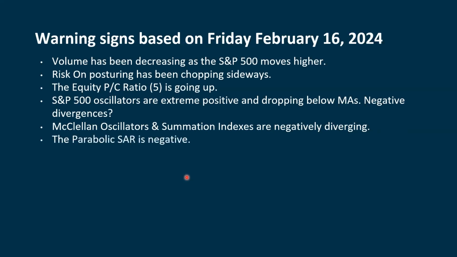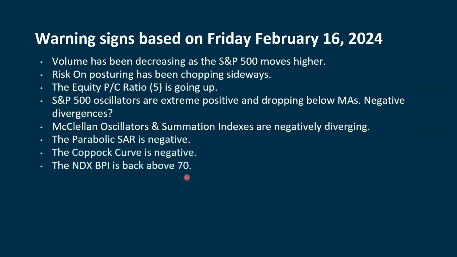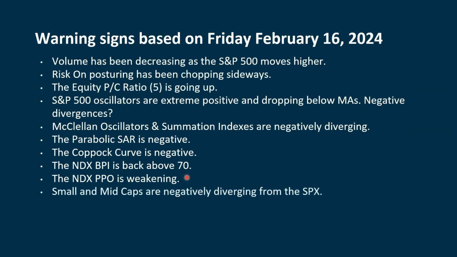The parabolic SAR is negative. The Copic curve is negative. The bullish percent index for the NASDAQ 100, it's above 70. That's positive, but above 70 is an extreme positive reading. And we're still seeing more negative momentum when we look at the NASDAQ 100 as measured by the PPO.